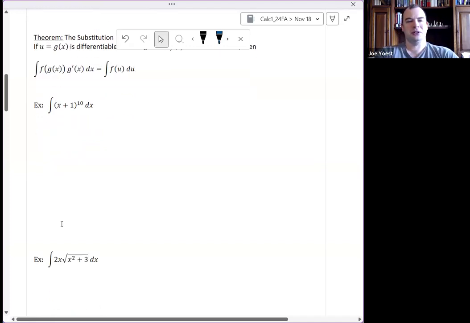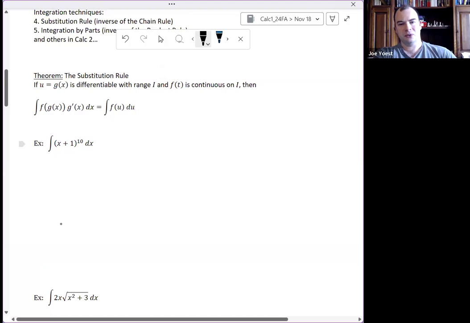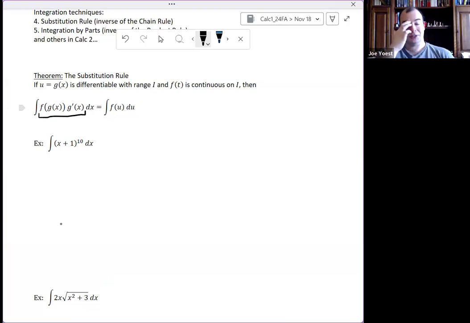But if I wanted to use substitution rule here, just to introduce the idea, what am I looking for? Well, I'm looking to break my function up into the composition of two functions. Right, the big thing going on here is this f of g. So I want to decide what is g of x and what is f of t.